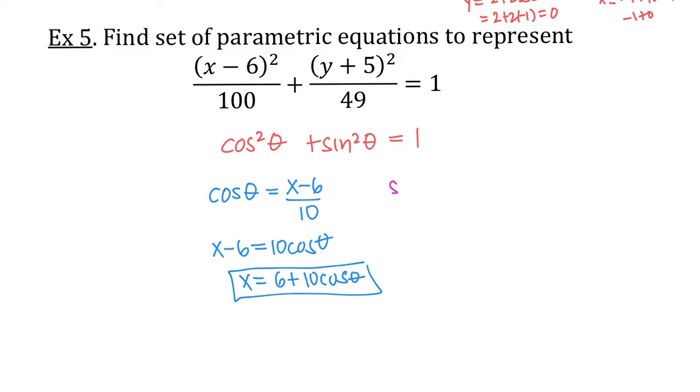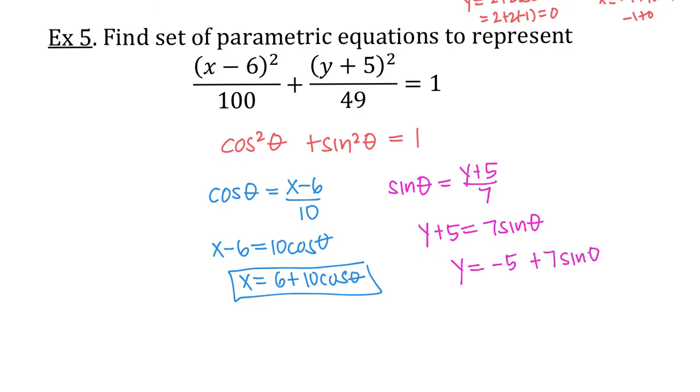Which if that's the case, then the sine of theta is equal to (y plus 5) over 7, because that's what was squared. And then I'm just going to rearrange this so I can solve. So y plus 5 equals 7 sine theta, and then y equals -5 plus 7 sine theta. Okay, and those are my two parametric equations. And again, there's more than one way to do it. So you could have a different answer that's also correct.